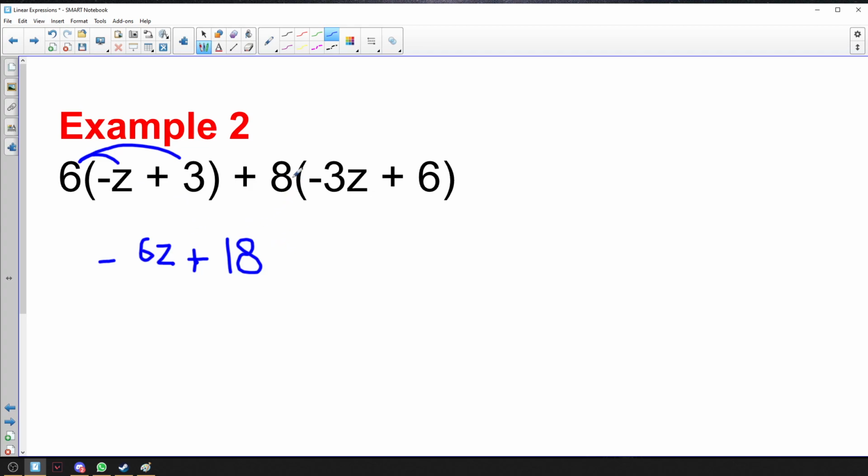Now I'll go on to 8 times minus 3z. 8 times minus 3 is minus 24. Add the z after, I get minus 24z. Okay, next part. 8 times 6, 48. It's a positive and a positive, so it stays the same, 48.